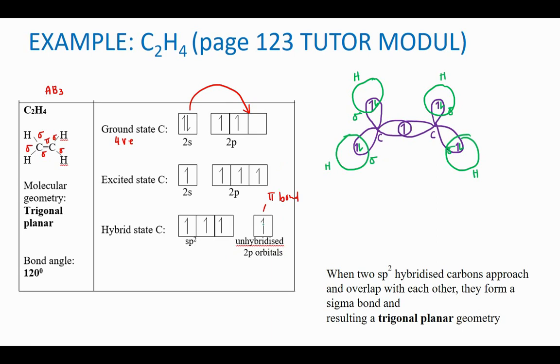Now we have the pi bond, which is from the unhybrid p orbital. So one electron in the p orbital. So this orbital will overlap side by side and form a pi bond. So two sp2 hybridized carbons approach and overlap with each other. They form a sigma bond resulting in a trigonal planar shape.